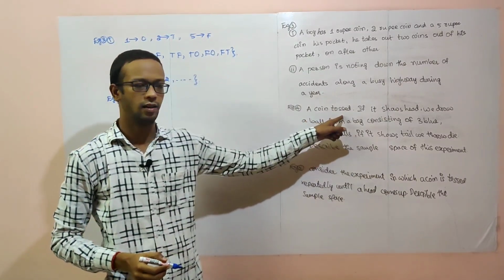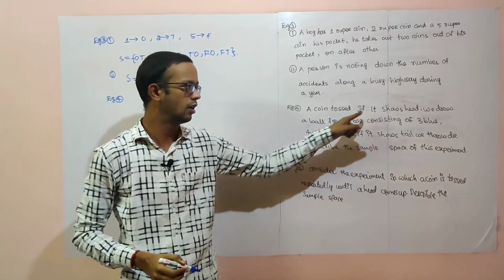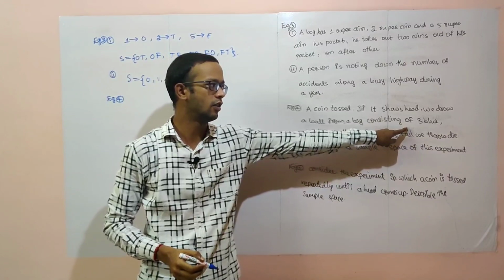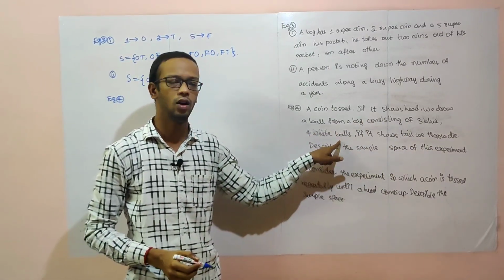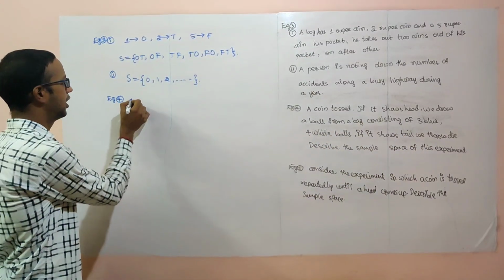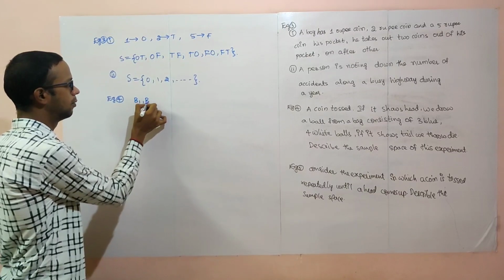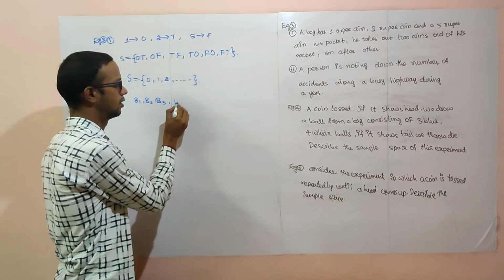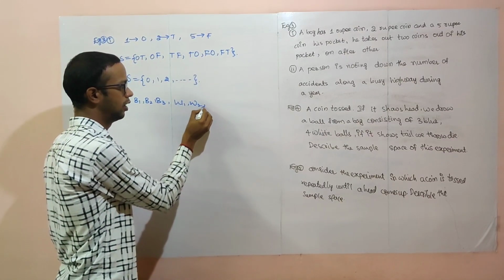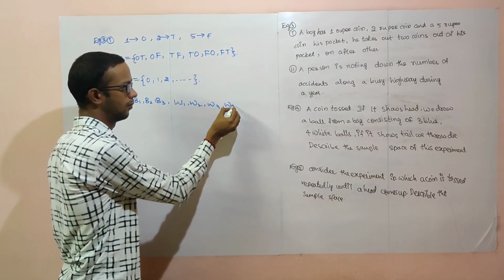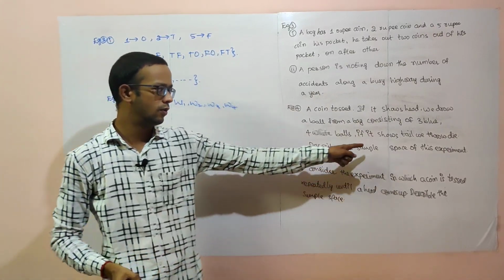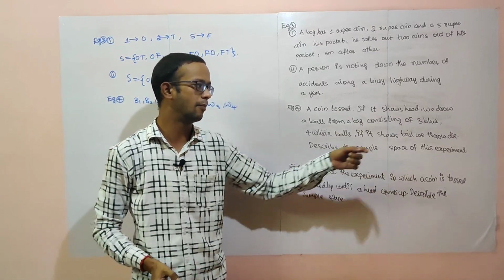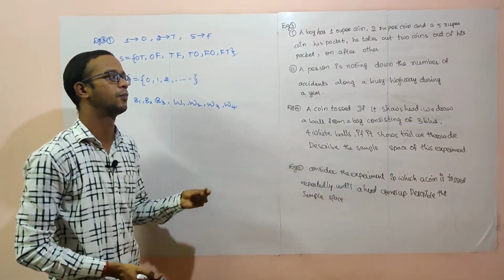Next, example number 4. A coin is tossed. If it shows head, we draw a ball from a bag consisting of 3 blue balls and 4 white balls. So I am taking the 3 blue balls as B1, B2, B3, and the 4 white balls as W1, W2, W3, W4. If it shows a tail, throw a die. Describe the sample space of the experiment.